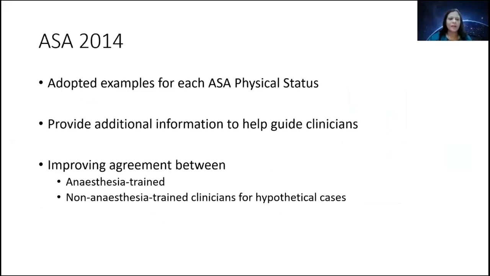Then it was further modified in 2014, which came up as a better classification because it had adopted examples for each ASA physical status. So it provided additional information to guide the clinicians. Also, there was improved agreement between anesthesia-trained and non-anesthesia-trained clinicians for hypothetical cases, and it also helped in correlation between the findings of the anesthetist in the pre-op room and the anesthetist on the day of surgery. So they were on the same page, classifying the patients better for the surgery.